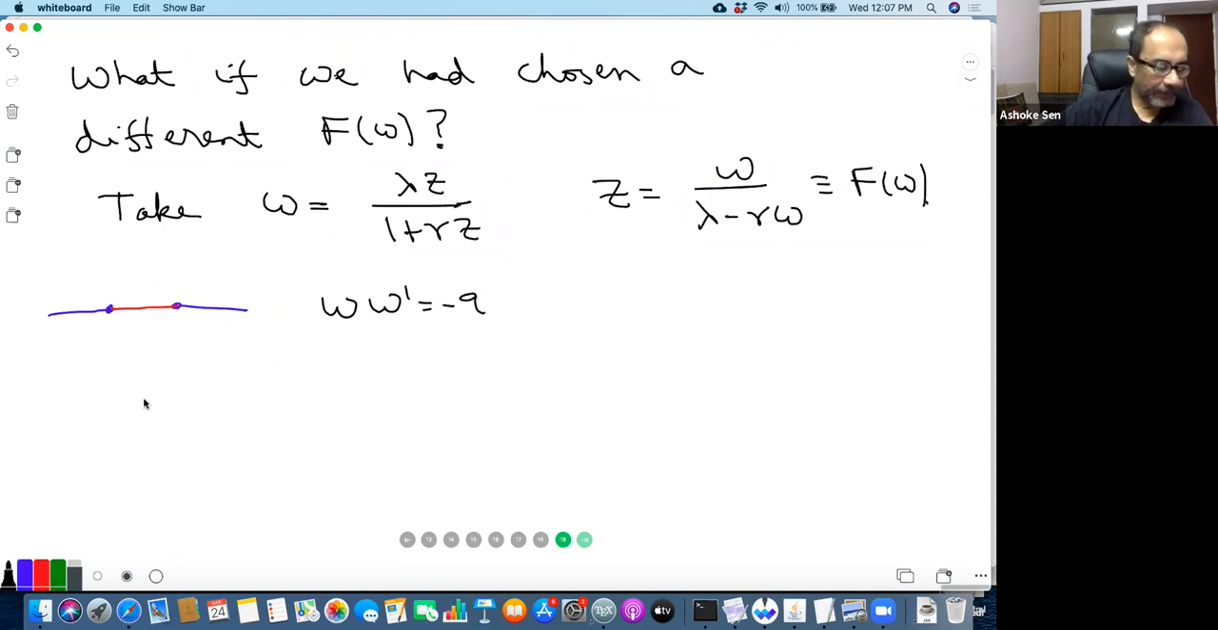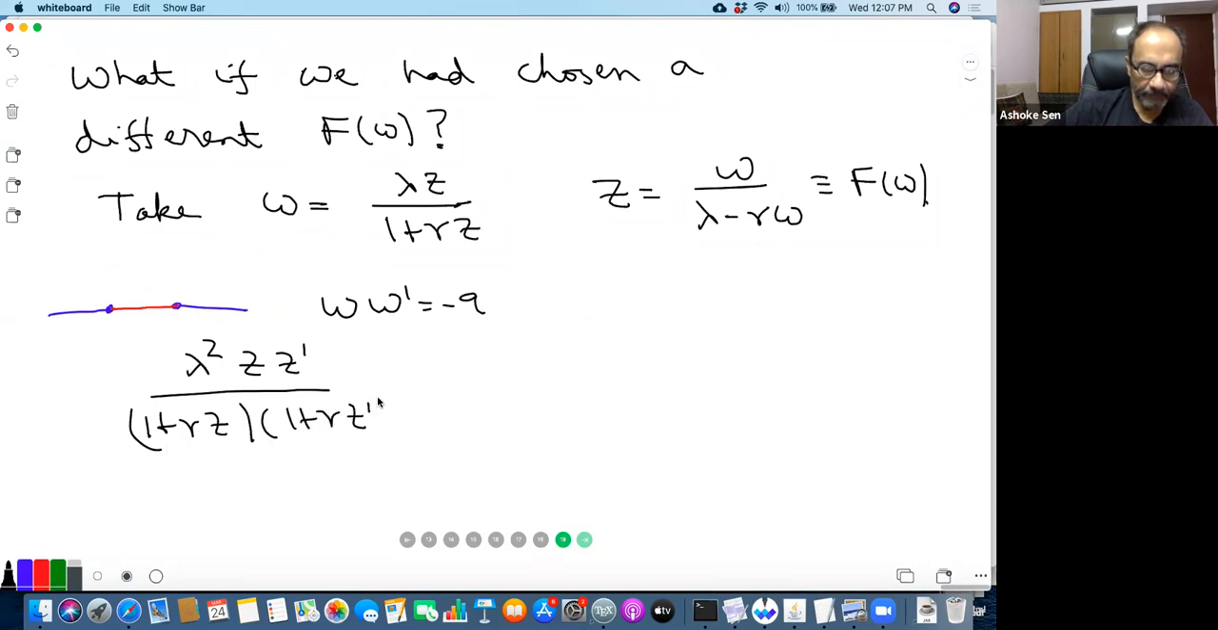But this is now complicated because we'll have lambda squared z prime over 1 plus gamma z prime equal to minus q. Okay. You can still solve it because this equation is linear in z and linear in z prime. So you can solve for z prime in terms of z or z in terms of z prime in a one-to-one fashion. But it's of course a little more complicated than what we had done earlier.